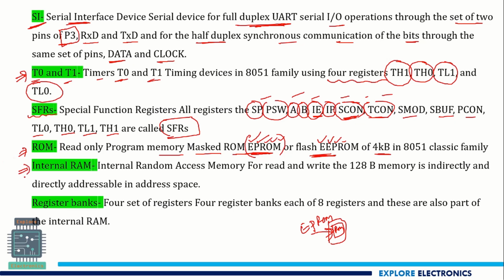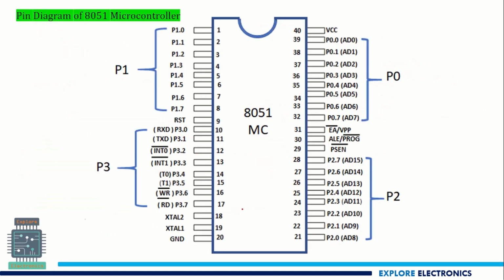And then we have an internal RAM, that is random access memory, for read and write operations. 128 bytes of memory is directly and indirectly addressable in the address space. Let us see direct addressing and indirect addressing in the memory discussion. And then we have register banks. There are 4 register banks, each having 8 registers, and those are also part of the internal RAM. So the internal RAM is divided into 4 register banks. So this is about the architecture.